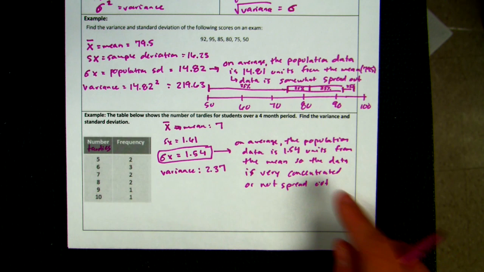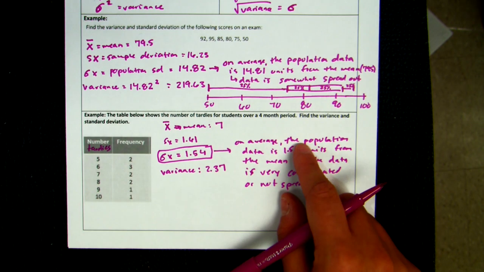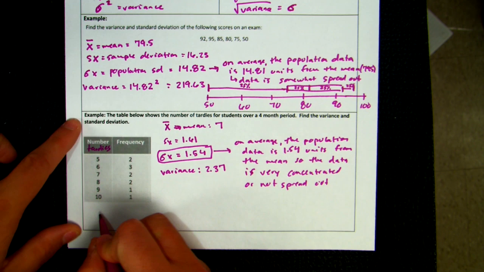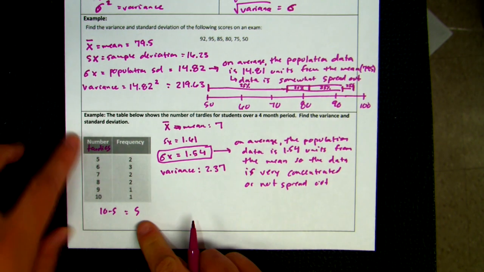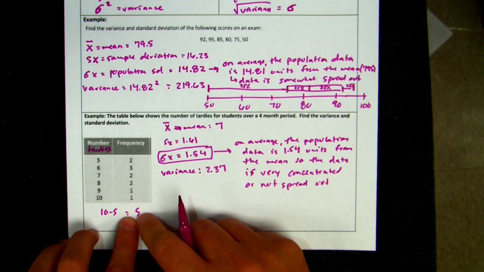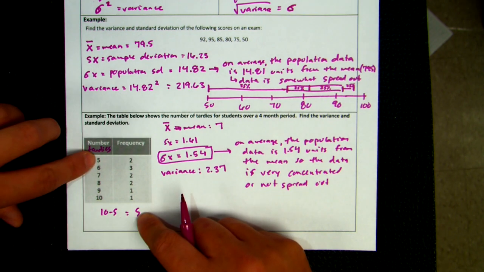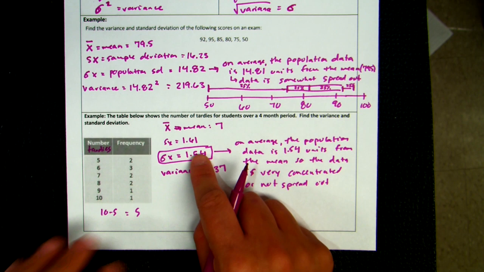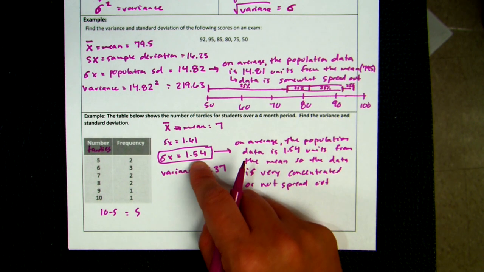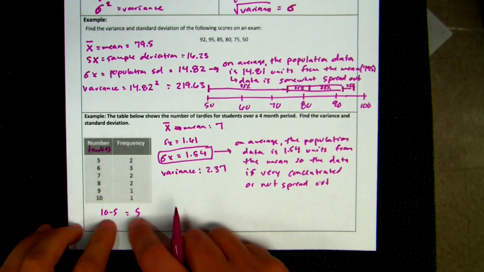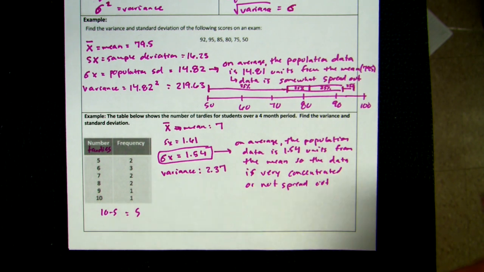Okay, notice how this is a much better picture of what the data looks like than just saying the range is 10 minus 5. So the range is 5. Well, that tells me the difference between the maximum and minimum, but it doesn't tell me about how far each data point is from the mean. So standard deviation is just a much better picture of the entire data set, not just the extreme end values.